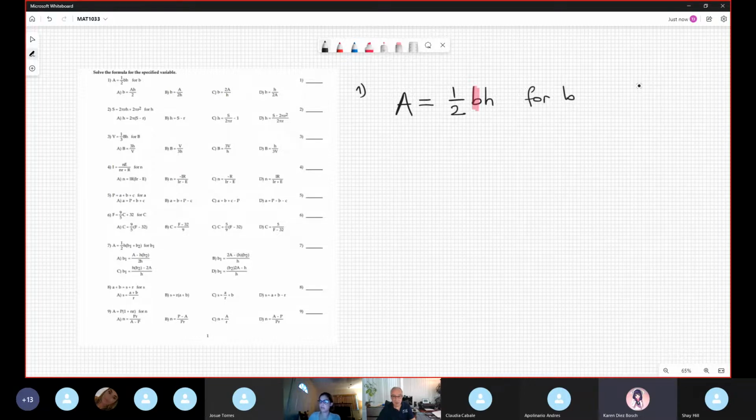Suppose in order to isolate B, you need to eliminate 1/2 and H. So you move them somehow to the other side. For example, let's do it step by step. I copy again the original. If you want to eliminate 1/2, you multiply by 2 both sides.